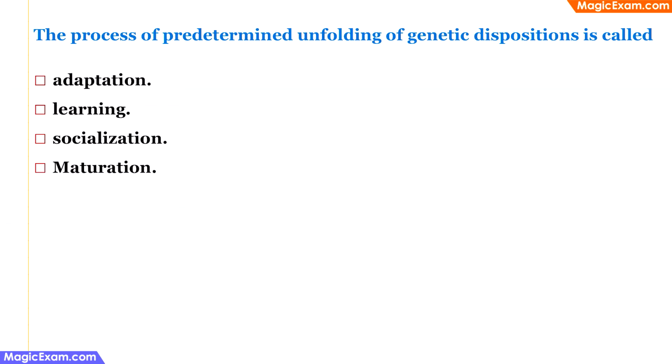The process of predetermined unfolding of genetic dispositions is called what? To answer this question, I can give you a small example. If you look at a child whose parents are very tall, then the child will also eventually grow to be quite tall. So there is a high probability that the child will be tall if both the parents are tall. Now this is a genetic disposition. And when will you get to know that the child has reached his or her maximum height? That is when the child is mature. Therefore, maturation is the correct answer.